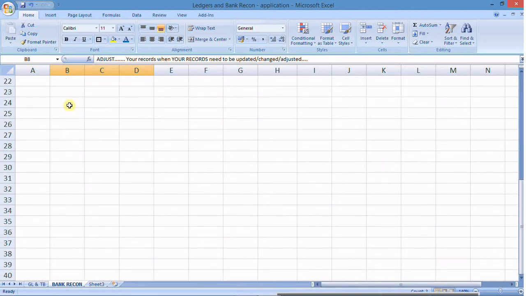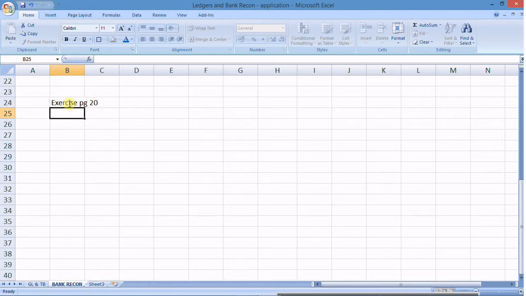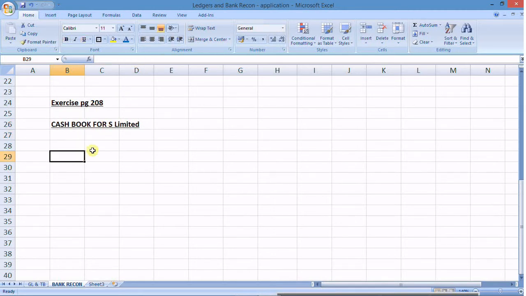Okay, so let's complete the question as an example exercise. Exercise page 208. The required says we need to draw up the cash book. So cash book for which business? I'm just going to write S Limited. Right, so the cash book, let's follow the format in your textbook. So date, details, amount. And that's obviously for the receipts part.